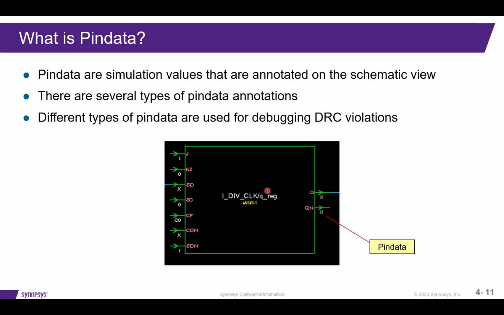So what is pin data? Pin data are simulation values that are annotated on the schematic view. There are several types of pin data. They're used to debug different types of design rule checking violation. The pin data is annotated onto the schematic looking something like this.